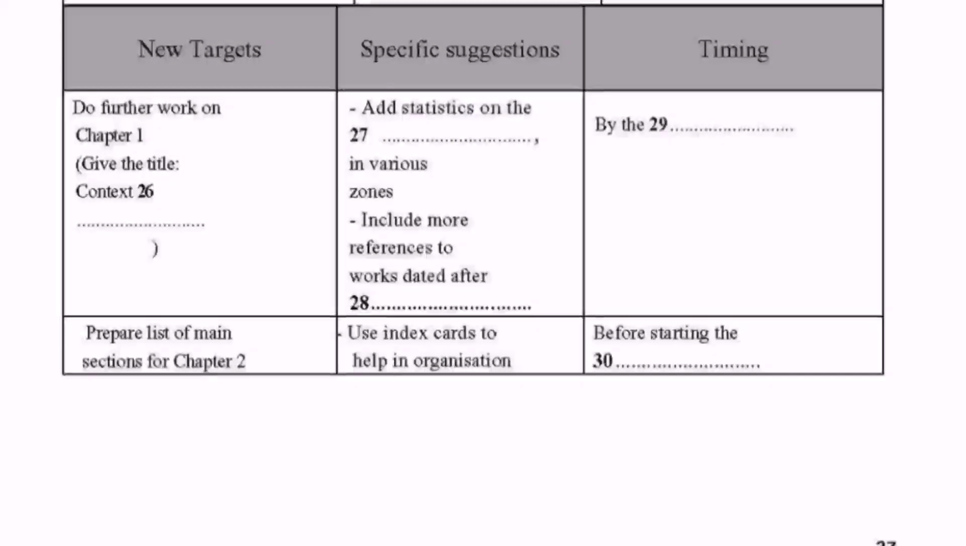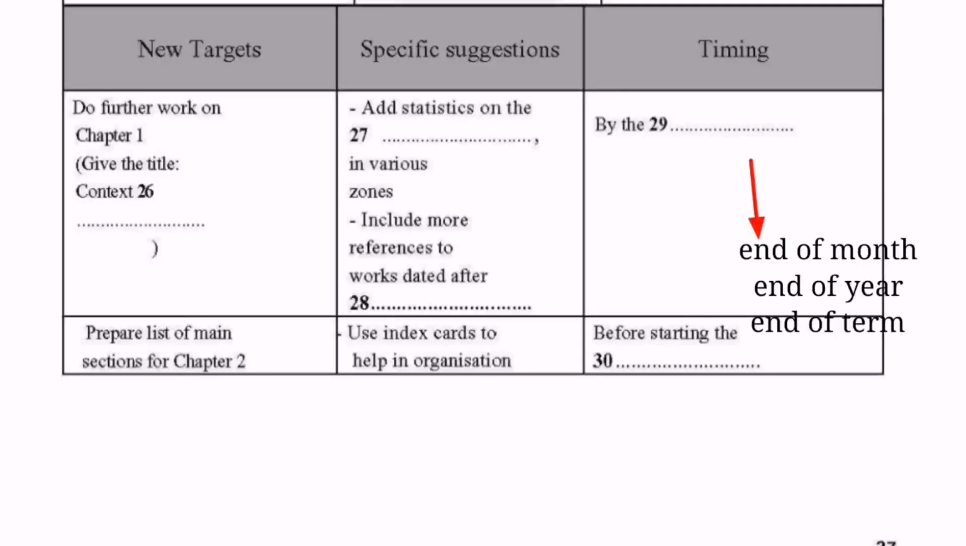Question number 28. Works dated after and then blank. So the answer of question number 28 may be the name of any year or date, because the word date after is written and it is the keyword. Question number 29. By the and then blank. And as the question number 29 is in timing section of the table, so our answer may be by the end of month, by the end of year, or by the end of term.